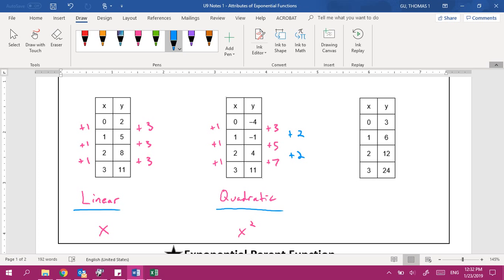Last one's a little different. So what's going on from x to x? Plus 1. But then how do you go from one y value to the next y value? Times 2, right. Look at that. Times 2, every single time it is taking you from one y value to the next one, right? So, in this case, when you're multiplying, the pattern is multiplication. That is going to show us our new function, which is an exponential function.